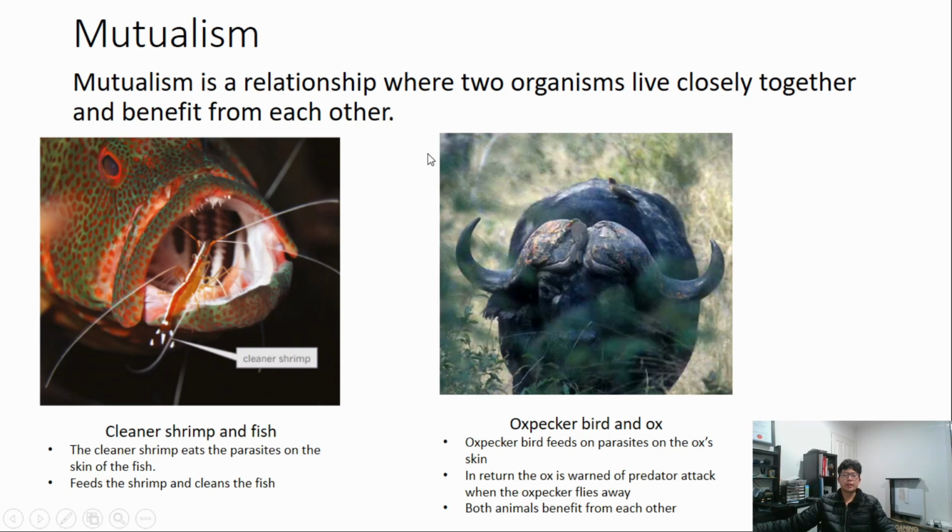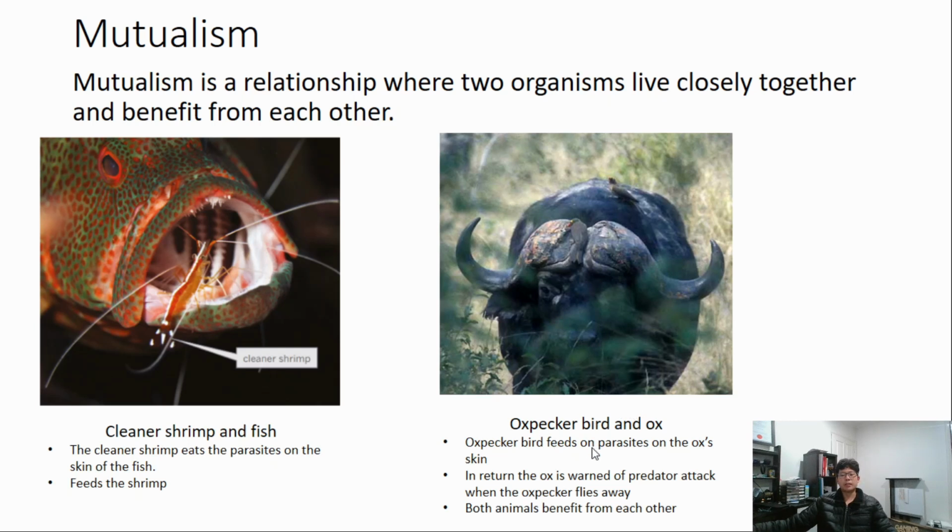Right, our next type of animal relationship is known as mutualism, and this is a relationship where two organisms live closely together and they benefit from each other. So it's different from predation because both the animals are benefiting. Alright, so the first example I have here is the cleaner shrimp and the fish. The cleaner shrimp eats the parasites on the fish, so that ultimately cleans the fish, while the fish feeds the shrimp with its parasites.